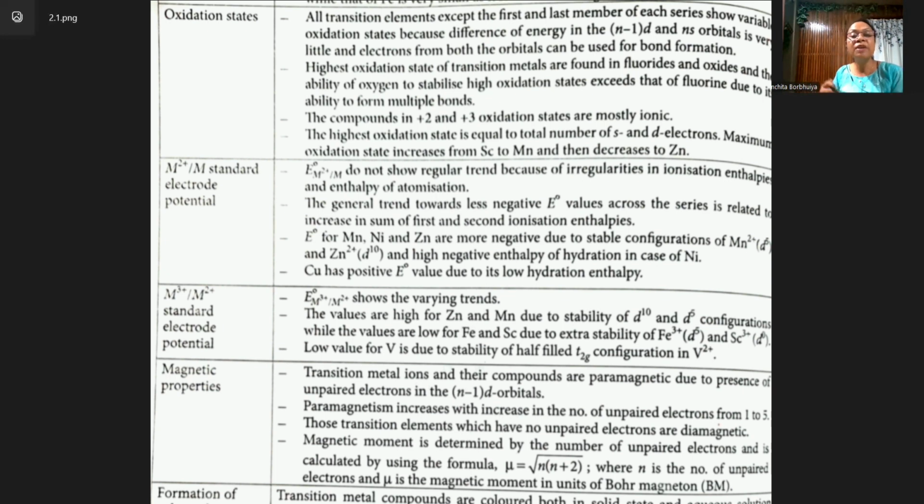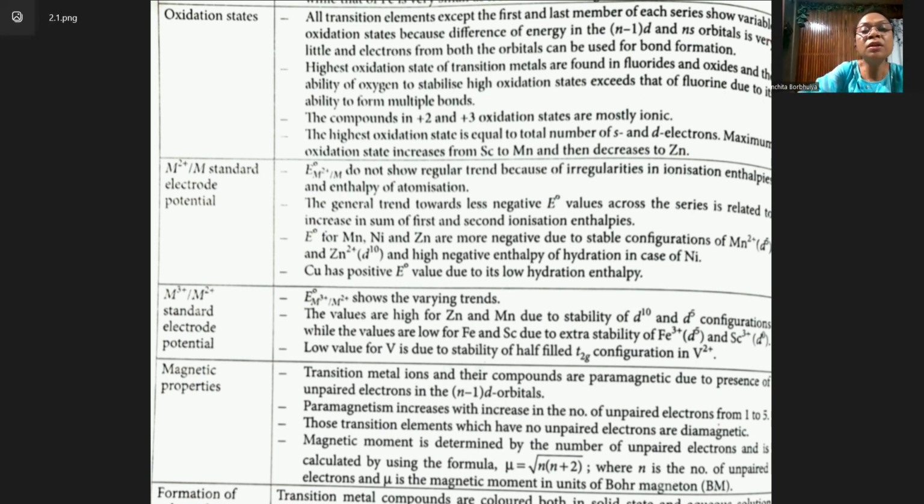The compounds in the +2 and +3 oxidation states are mostly ionic. Remember that. That means the metals will be able to lose 2 or 3 electrons to give rise to the +2 or the +3 oxidation state. But the rest will prefer to share electrons and give rise to covalent compounds. The highest oxidation state is equal to the total number of s and d electrons. So the oxidation states will increase from scandium to manganese because of the increase in the number of unpaired electrons, and then decrease to zinc because the number of electrons keeps on decreasing.